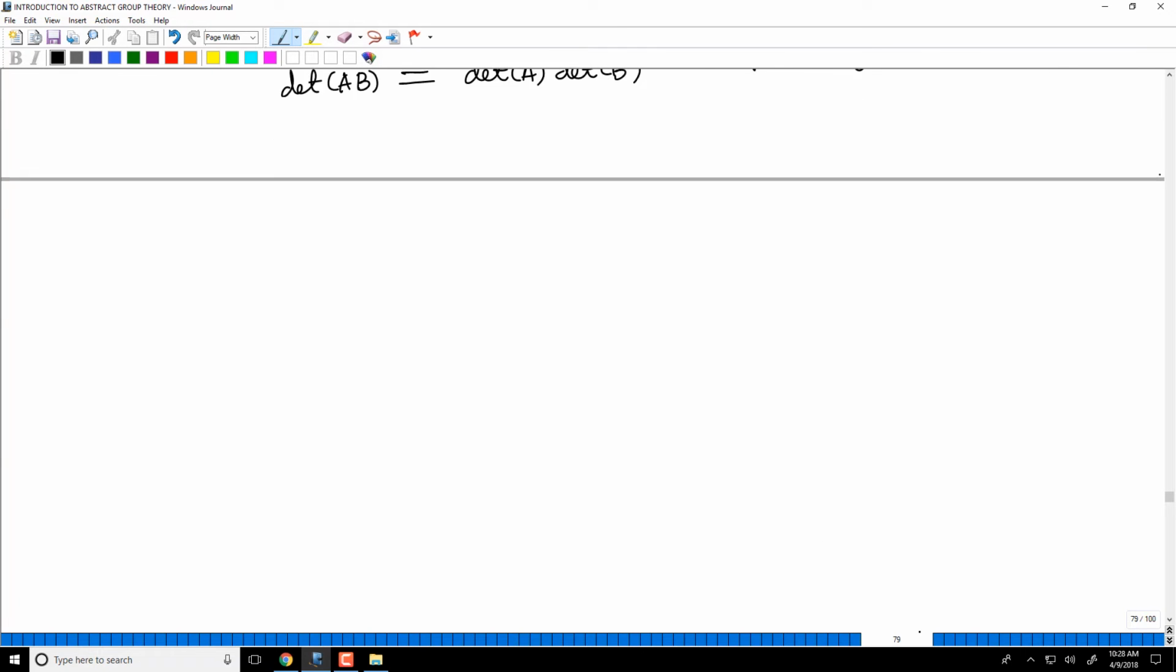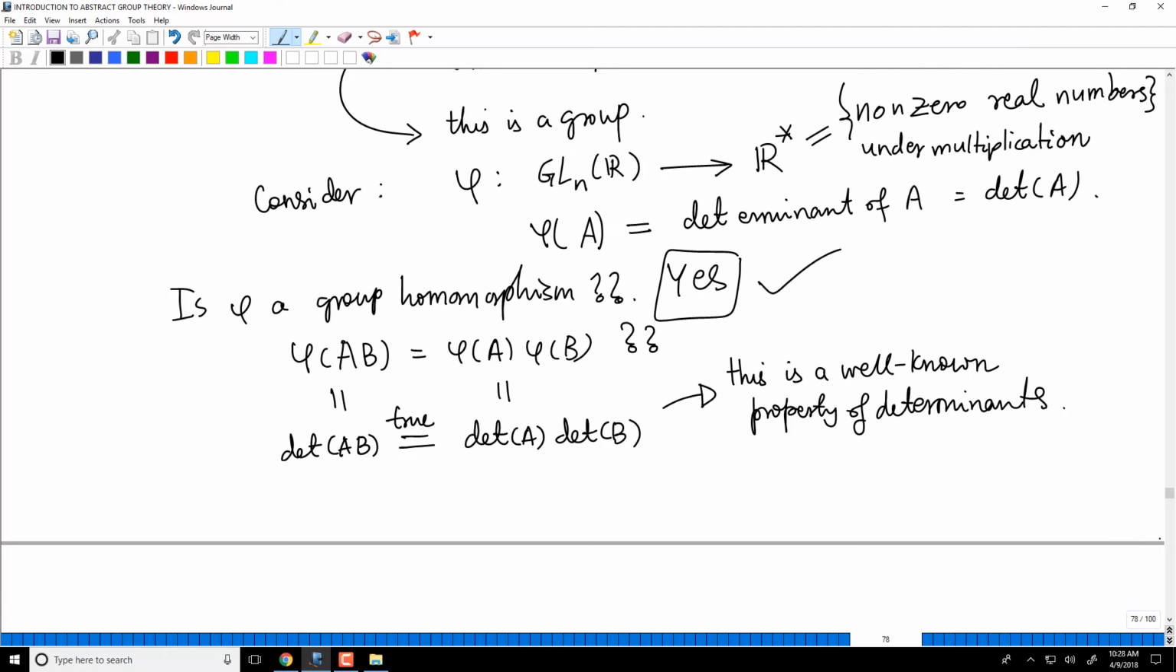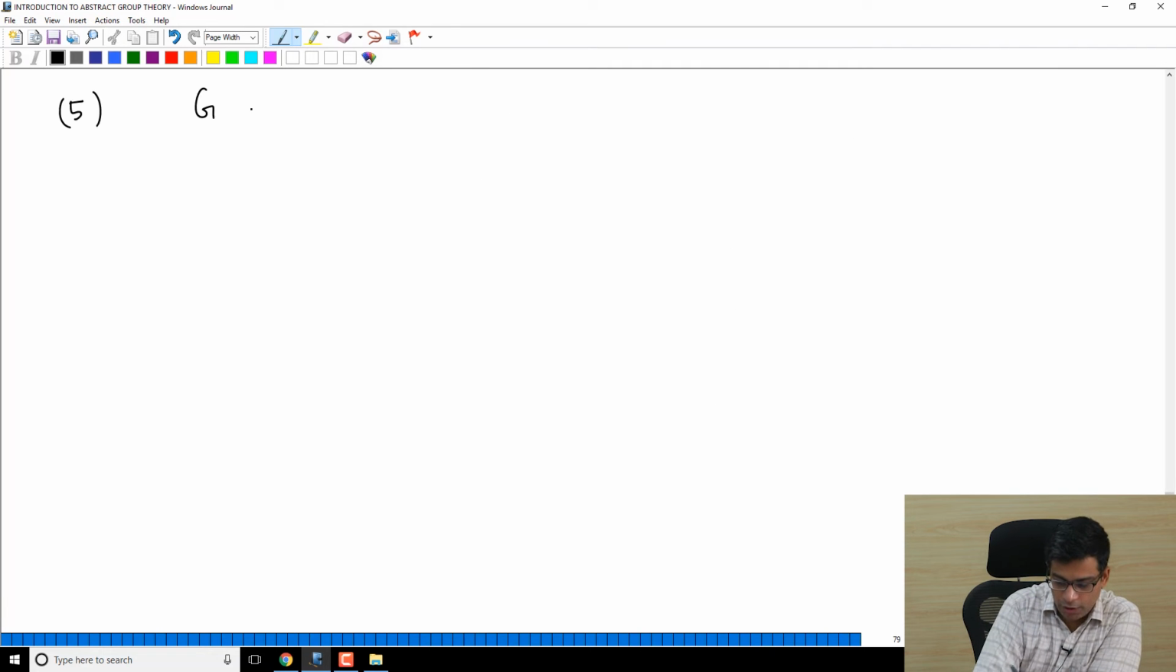So let's look at one more example, number 5 in my counting. Let's say G is an arbitrary group.